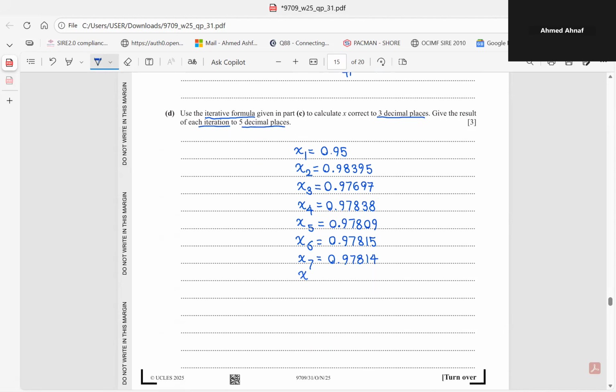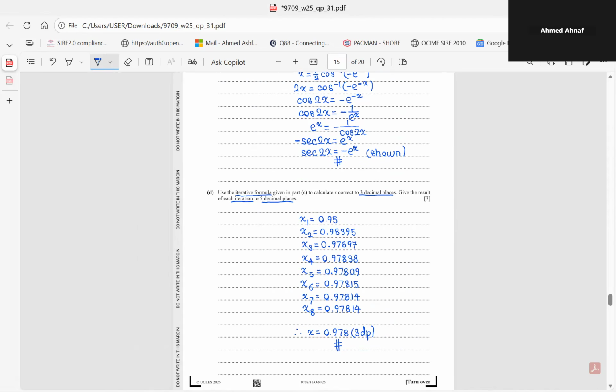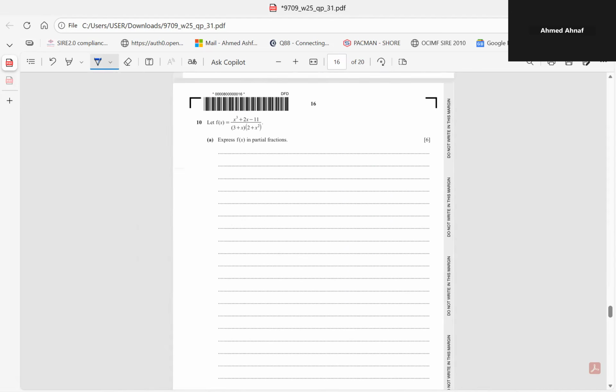Okay, and then x8 will get 0.97814. So now the last two iterations are exactly the same. So we can conclude our answer as x equals 0.978 to 3 decimal places. So this would be our final answer for this part as well as the entire question. Let's head on to the next question.